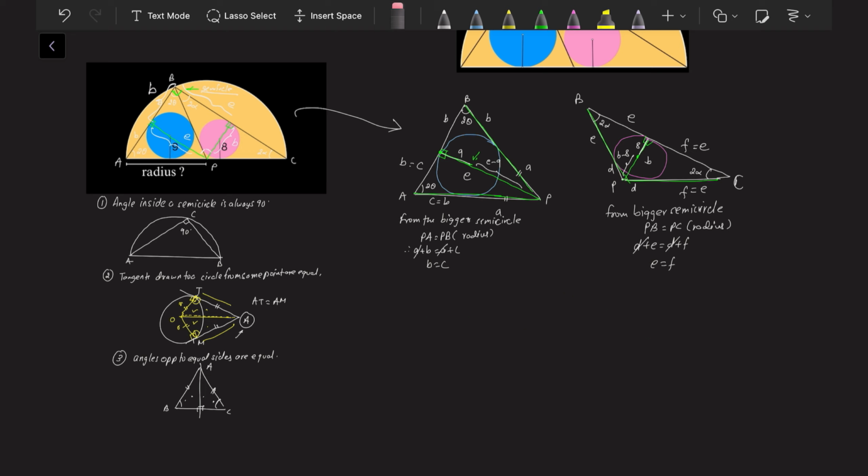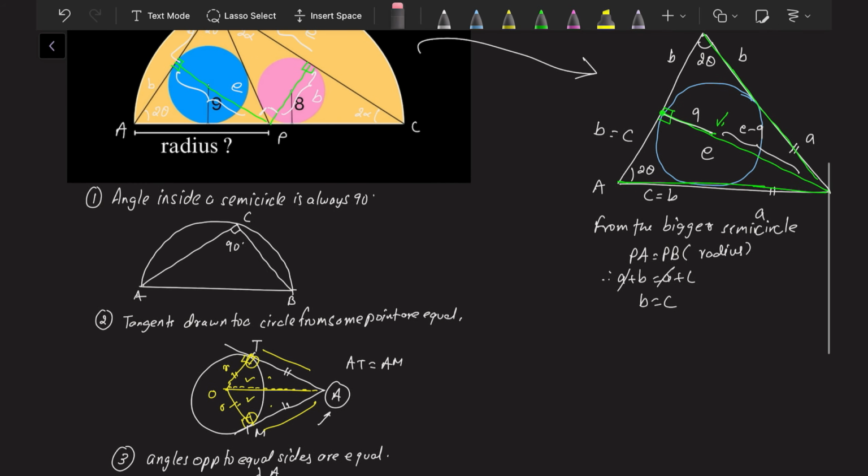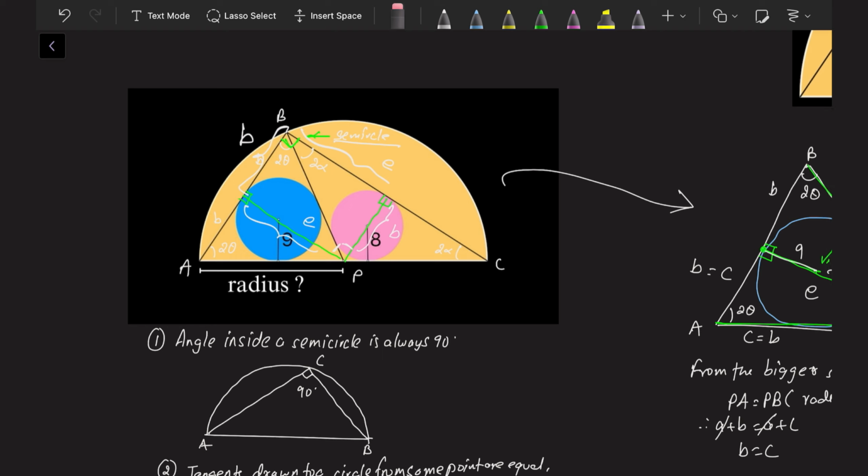Till now what we have done is just side lengths. Now let us discuss a few of the angles we have marked. The first thing we can see is that the top angle is 90 degrees because of this particular theorem, and at that same point we have marked 2 theta and 2 alpha.